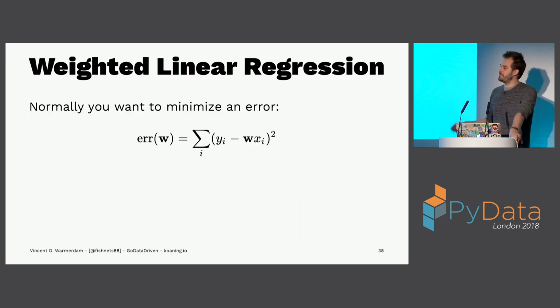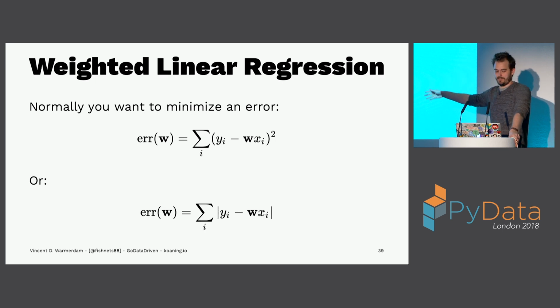So normally in a linear model, you do this thing where you minimize the error. So this is the squared error that you can minimize. There's other people that prefer to minimize something else, like the absolute error. That's also fine.